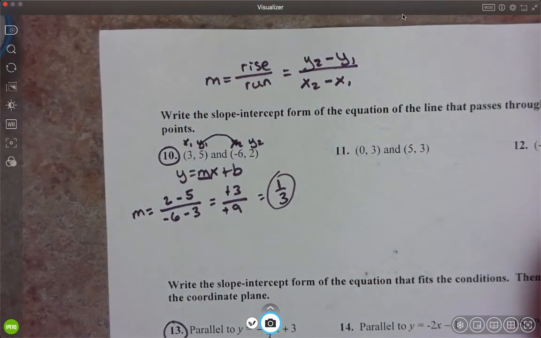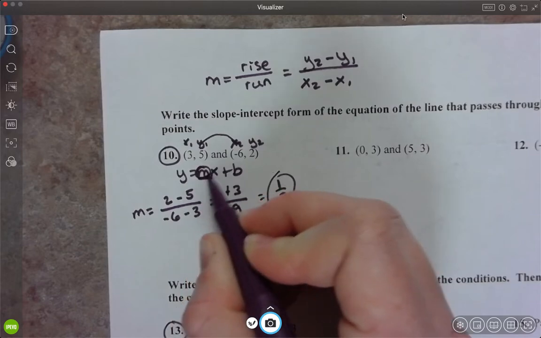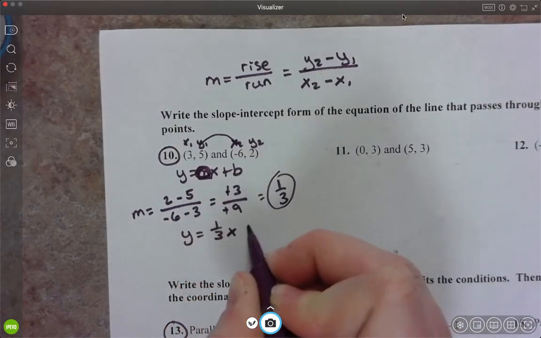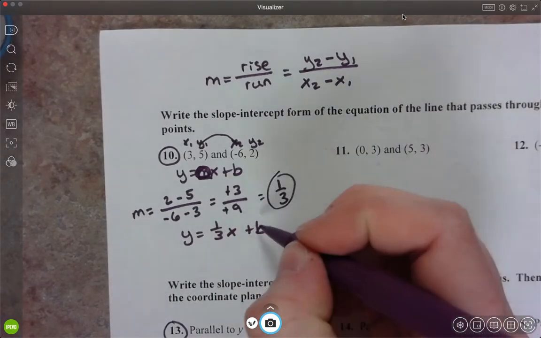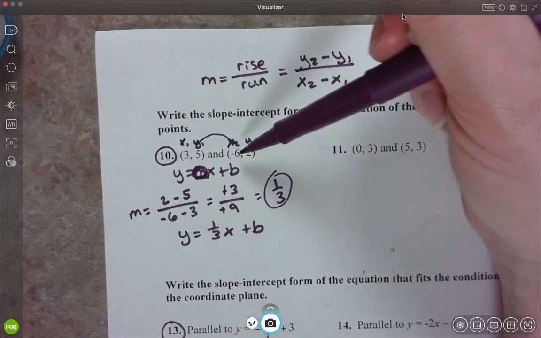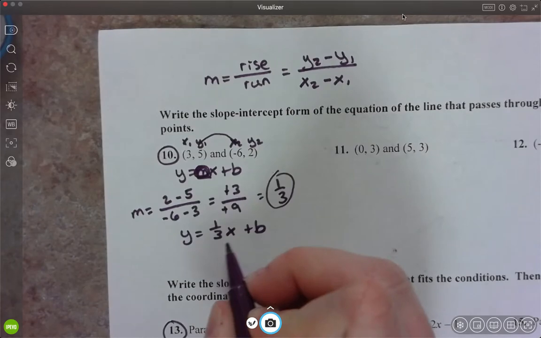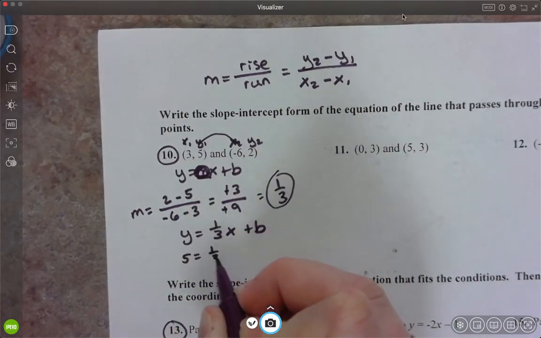And then I actually have 2 points, and I can choose which one of those 2 points I can plug in. So I'm going to plop my 1/3 in for this m. Okay, y equals 1/3 x plus b, and I need to plop numbers now in for x and y to solve for that b. So I don't like dealing with negatives a whole lot, so I'm going to put in 3 and 5. Let's put those guys in there. Okay, so 5 again goes for y, and 3 goes in for x.